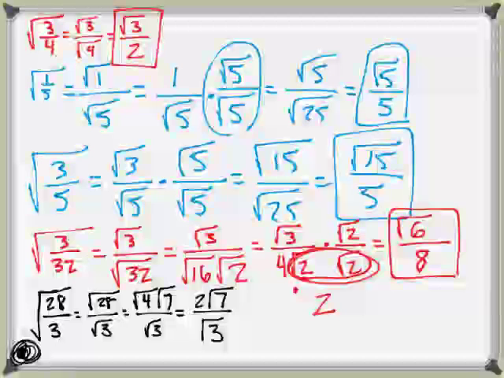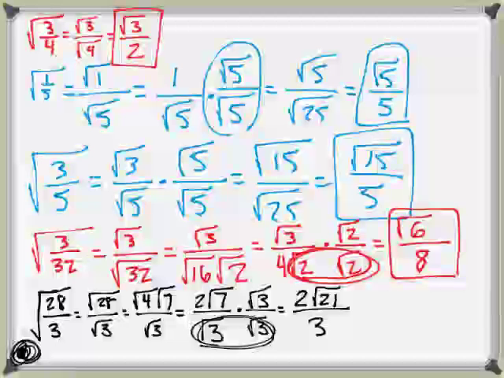This is not done yet because we're not allowed to leave square roots on the bottom. So what do I multiply by? Square root of 3 on the bottom. Also square root of 3 on top because we want to multiply. A square root times itself just gives us the number underneath.